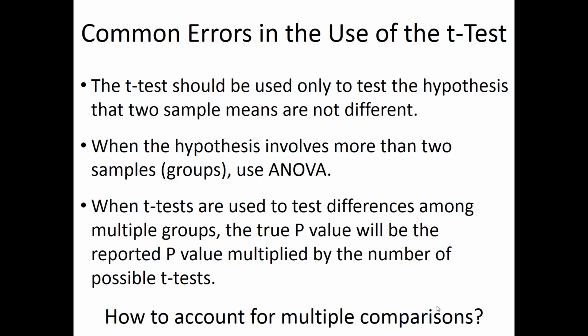Some common errors in the use of the t-test. The t-test should be used only to test the hypothesis that two sample means are not different. When the hypothesis involves more than two samples or groups, you must use analysis of variance, or ANOVA. When t-tests are used to test differences among multiple groups, the true p-value will be the reported p-value multiplied by the number of possible t-tests. Thus, we need to account for multiple comparisons.